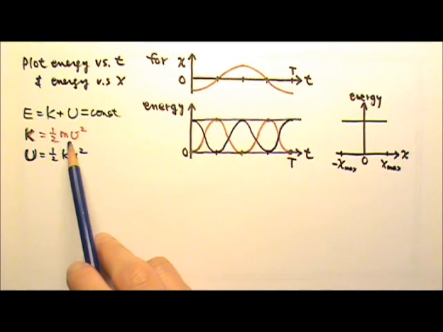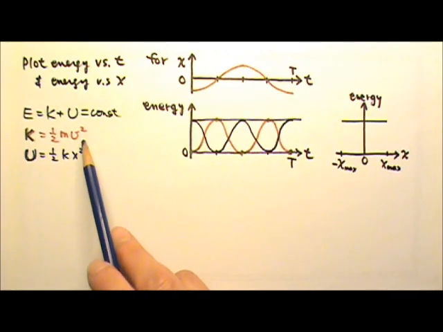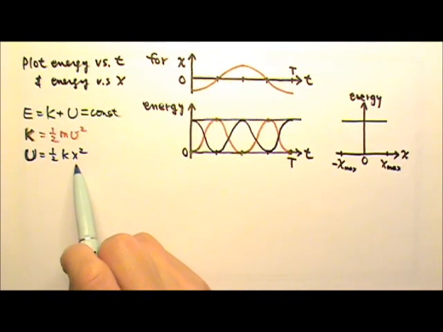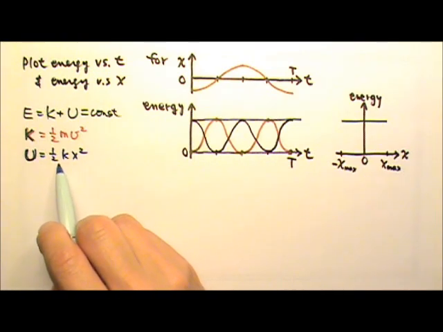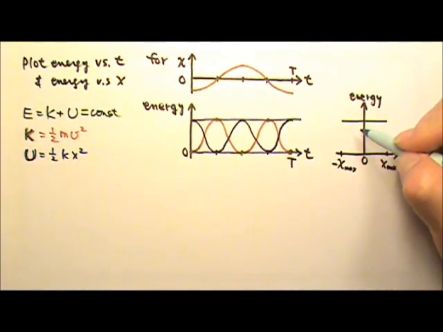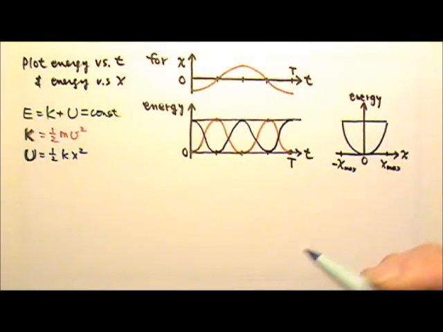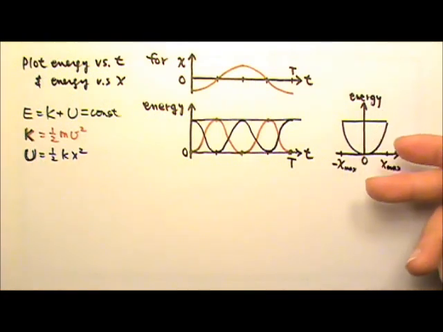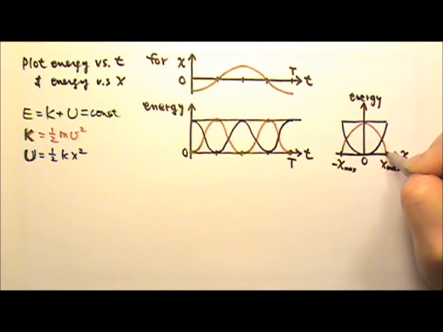Because kinetic energy is 1/2 mv squared and the potential energy is 1/2 kx squared, they can only be zero or a positive number. They cannot be negative. As for the energy versus position graph, it's easier to look at the potential energy because this is a function of x. Since this is 1/2 kx squared, the potential energy is a parabola like this, just like a U. And then the kinetic energy would be the flip of the potential energy. So the kinetic energy graph is like this.